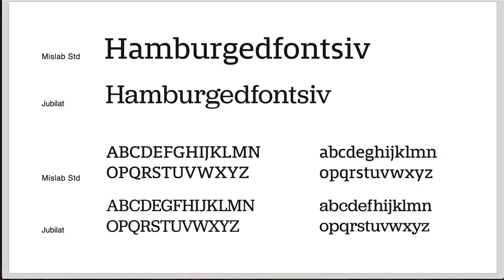Jubilat also just generally has spacing that's much tighter, plus its closed aperture treatments. It seems this is more built for a headlining application. It's best used in a subhead, header environment. Well, Mislab probably sits best in the subhead and text settings based on its proportions and construction of its letter forms.